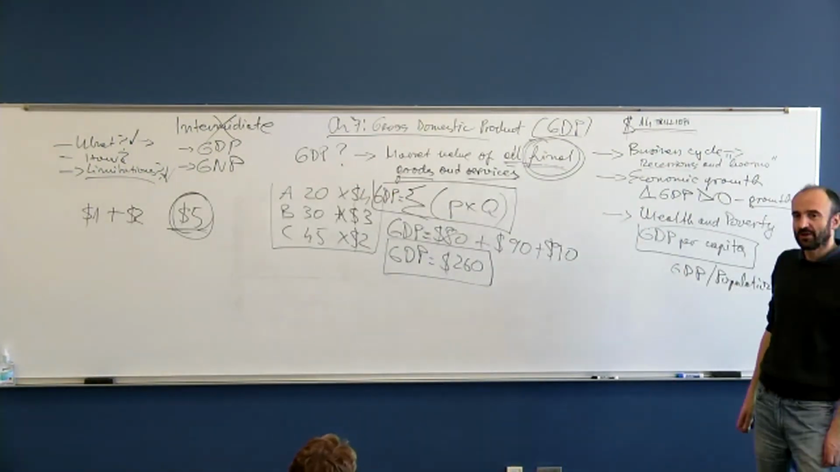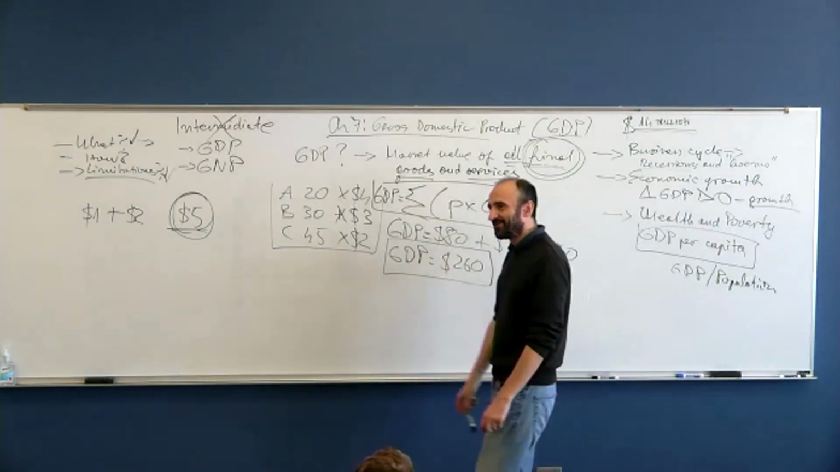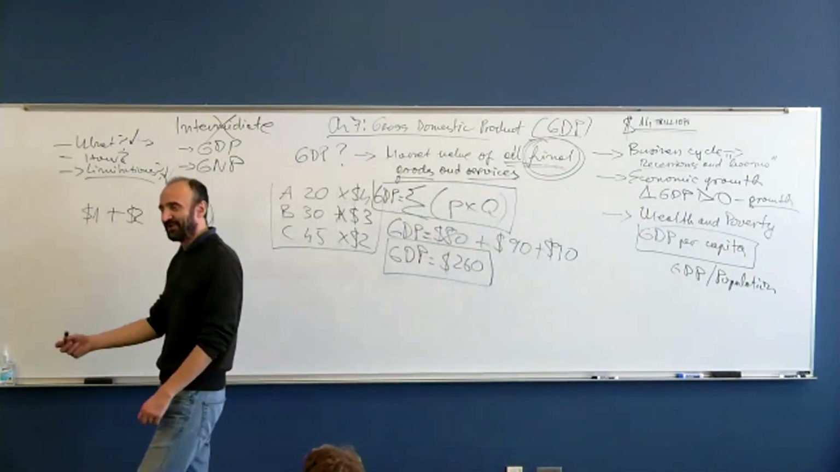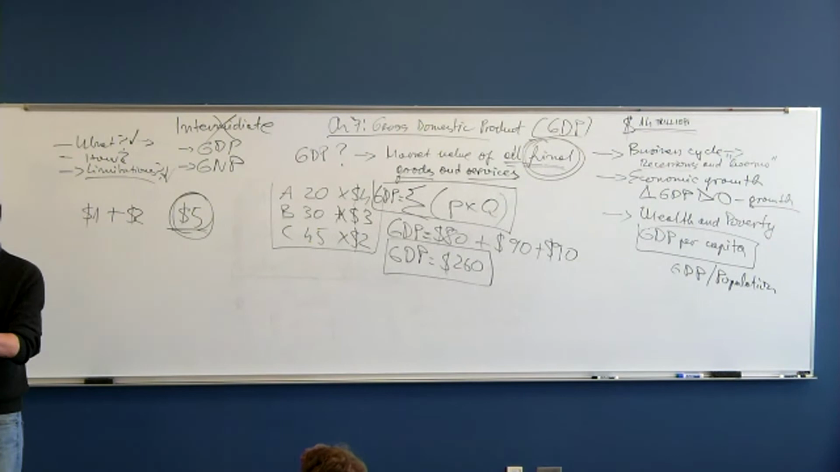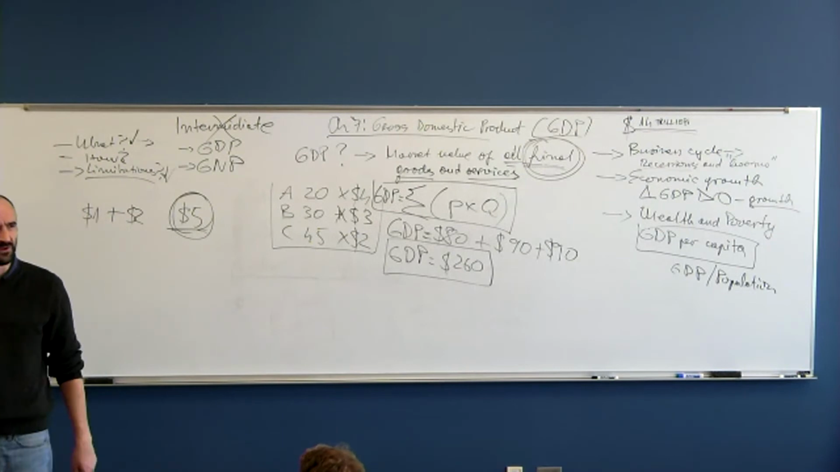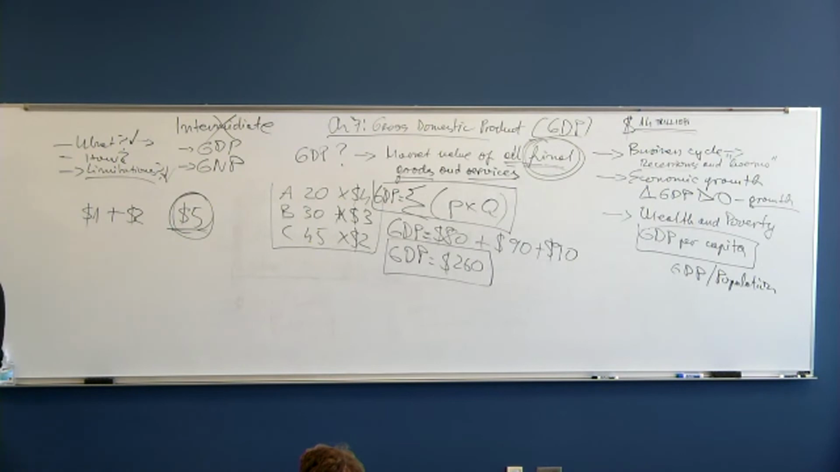What about the United States? What do you think? What is larger, GNP or GDP? I don't know the answer. I haven't looked, but just speculate now. What do you think? What should be the case? What is the structure of American immigration?